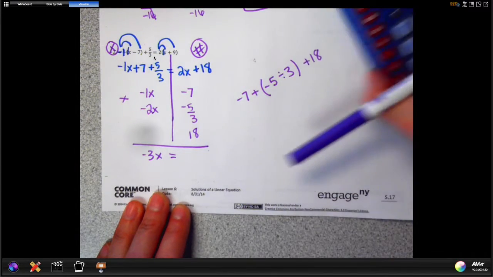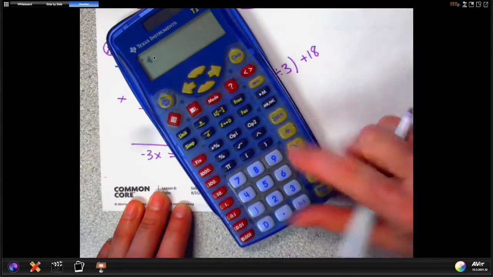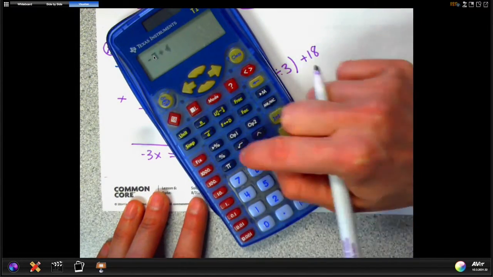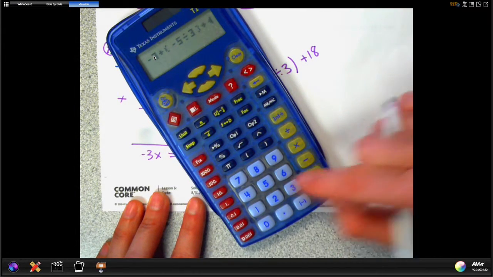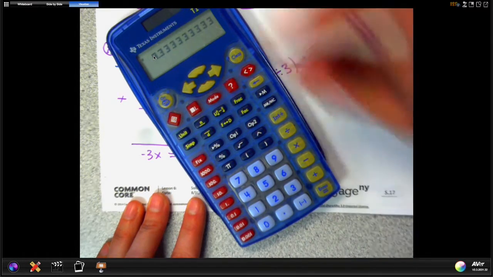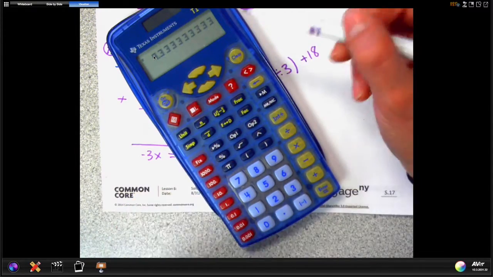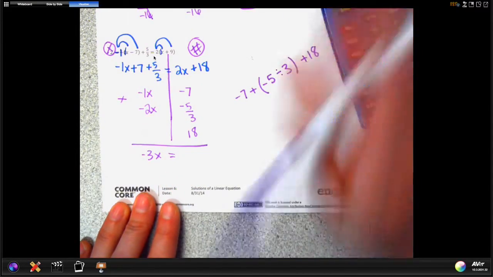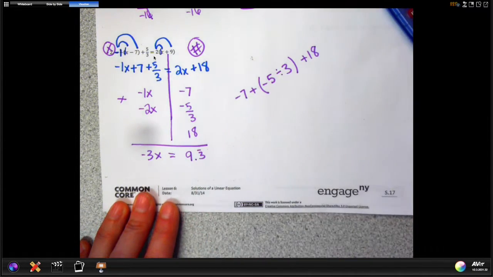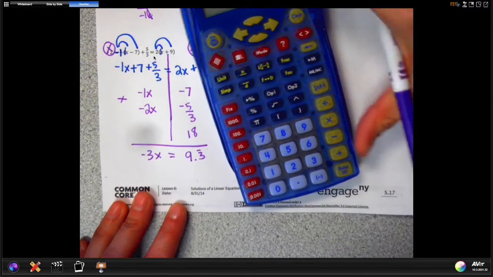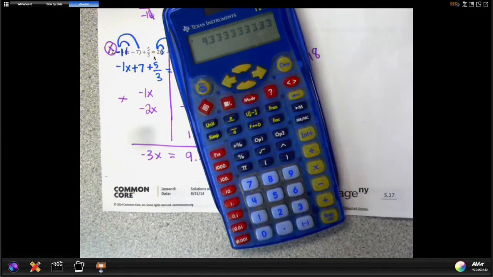And if you put that all in there, I'll show you on my calculator here. So -7 plus parenthesis -5 divided by 3, end parenthesis, plus 18, and press equal. You get 9.3 repeating, and if you're familiar with fractions to decimals, that's 9 1/3. But I'm going to put it down like this, 9.3 repeating, and I'm not going to clear it out of my calculator yet because there's one more step and I don't want it to be rounded incorrectly.